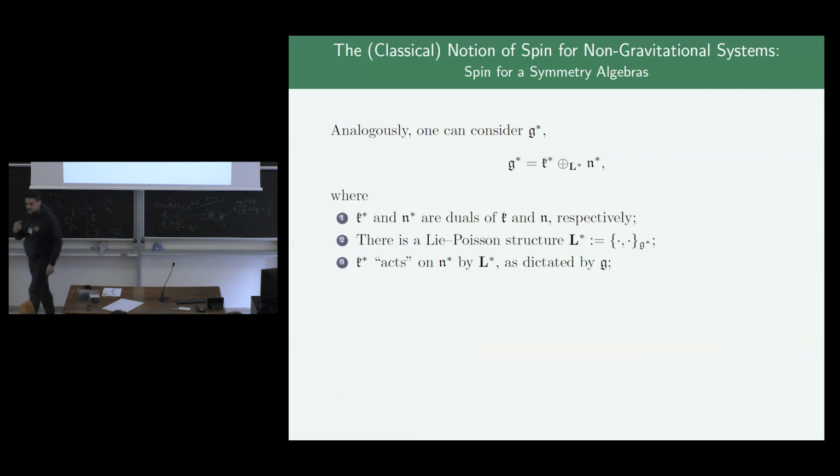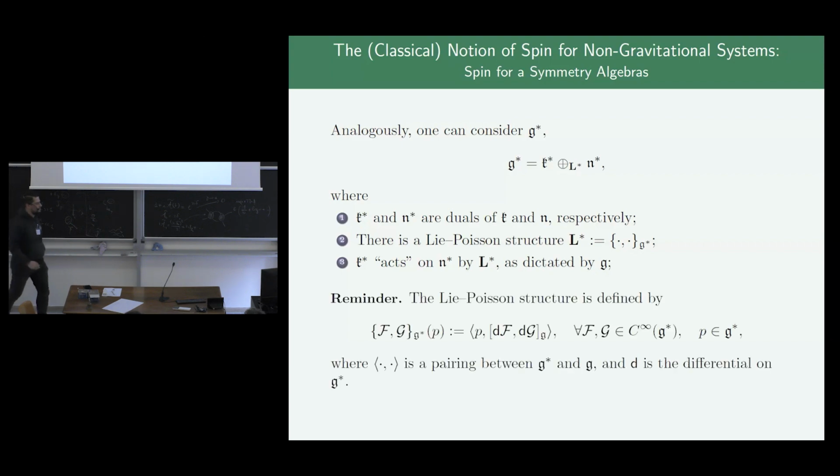Analogously, we have concepts on the dual Lie algebra. G is of that form, which might be a bit misleading, but just for the notation, in the infinite dimensional case it might not be completely correct. But there are duals of the K's and N's, and instead of the Lie algebra we have a Lie-Poisson structure on the dual. The K star part acts on the dual of N.